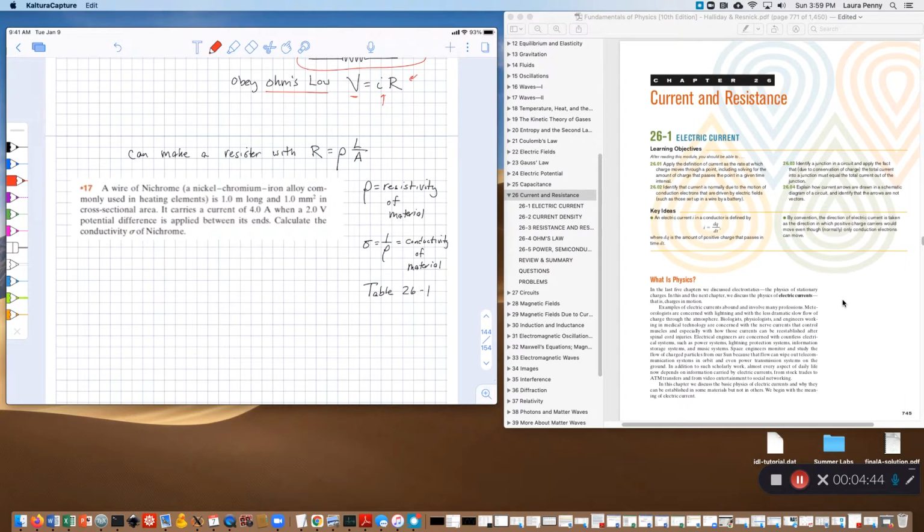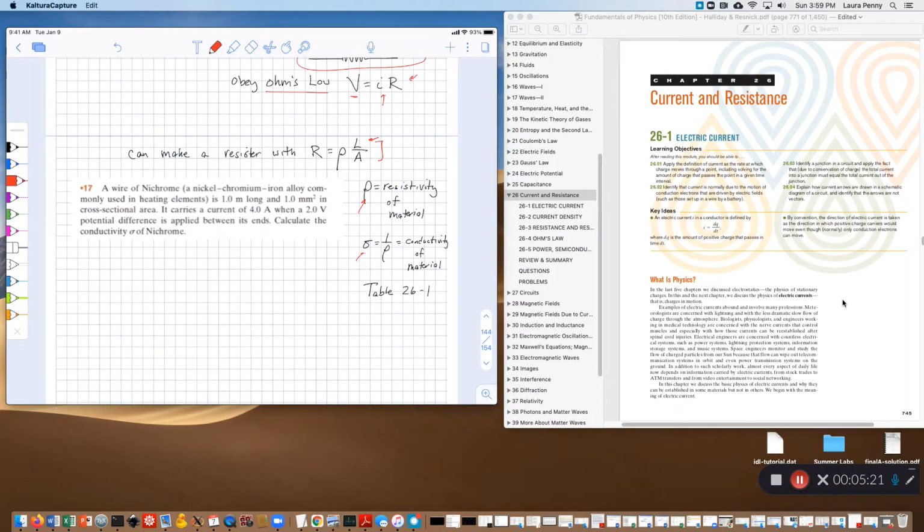We can make a resistor, this is how you make resistors, using this equation where rho is the resistivity of the material that you're making your resistor out of. The L is the length of the resistor, and the A is the cross-sectional area. You can also have a sigma, which is the conductivity of the material, which is just 1 over the resistivity. So if you have a large resistivity, you have a very small conductivity, or vice versa. They're inverse to each other.